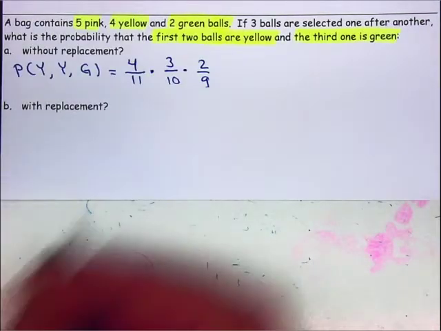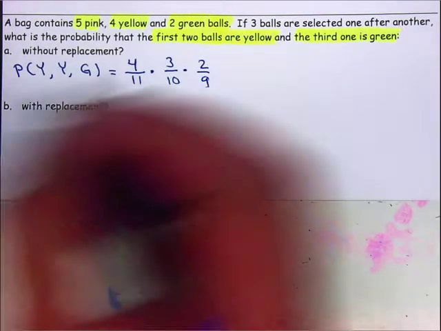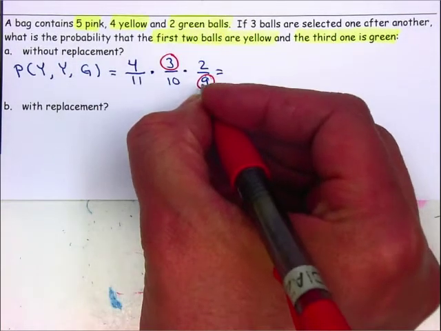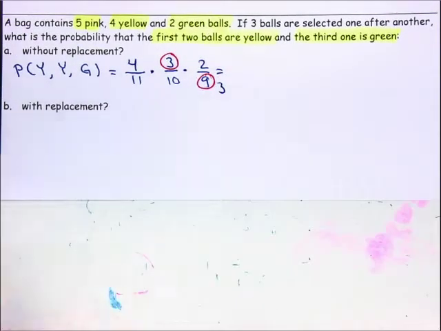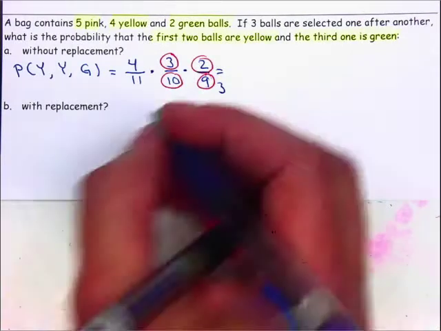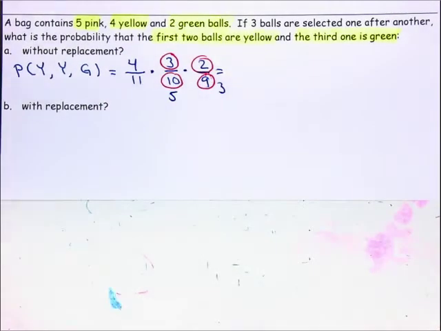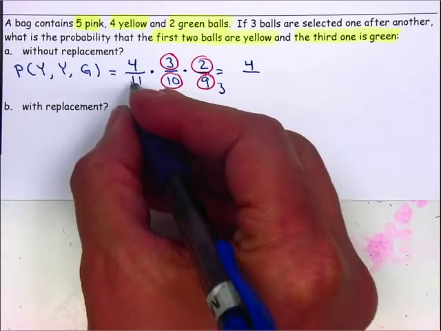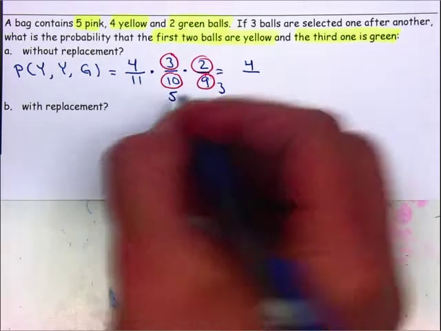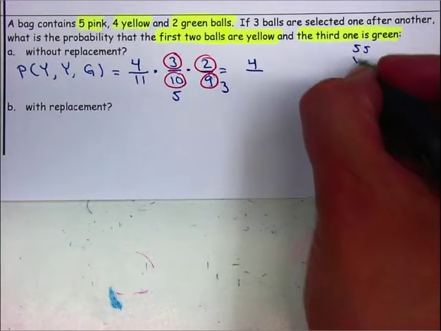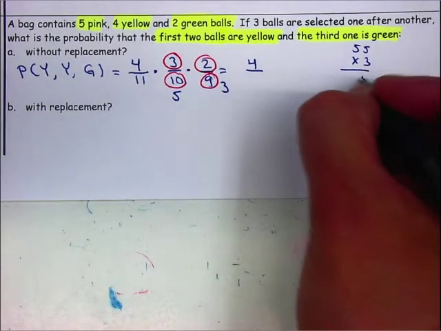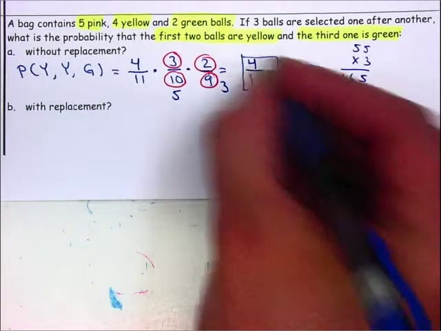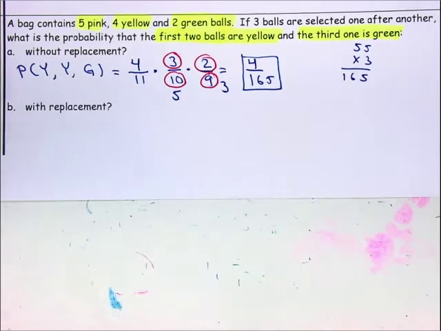And now we just simplify. Before you multiply across, it's best to simplify. So let's see, what can we simplify? We can simplify the 3 and the 9. This becomes a 3. We can simplify the 10 and the 2. This becomes a 5. So we have a 4 on the numerator. And then we just multiply 11 times 5 times 3. 11 times 5 is 55. Then we multiply by 3, which would be 15, carry 1, 15, 16. 165. So the probability of getting a yellow and green will be 4 over 165.